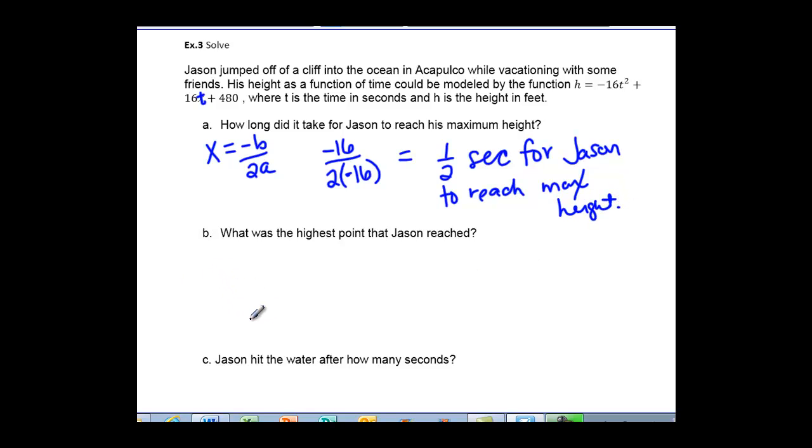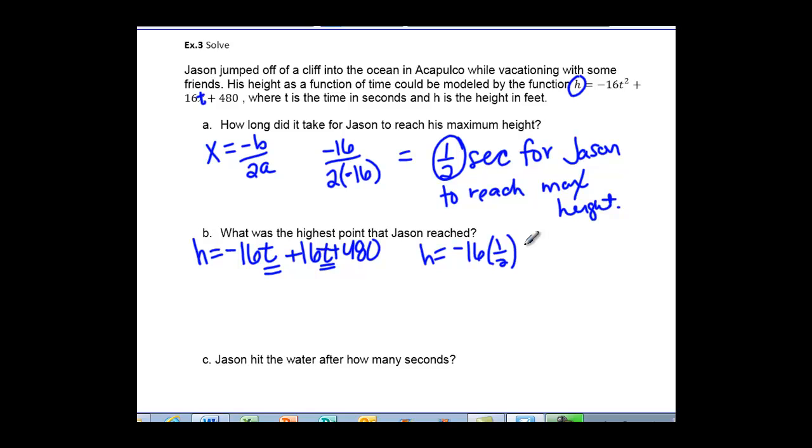Okay, what is the highest point? This is where you're going to plug your x back in, or back into t, because we want to solve for h. So if I have h equals, I'm going to write this out again, negative 16t squared plus 16t plus 48. You're going to plug in this half wherever you have a t. So I'm going to rewrite that. You should have h equals negative 16 times half squared plus 16 times half plus 48.